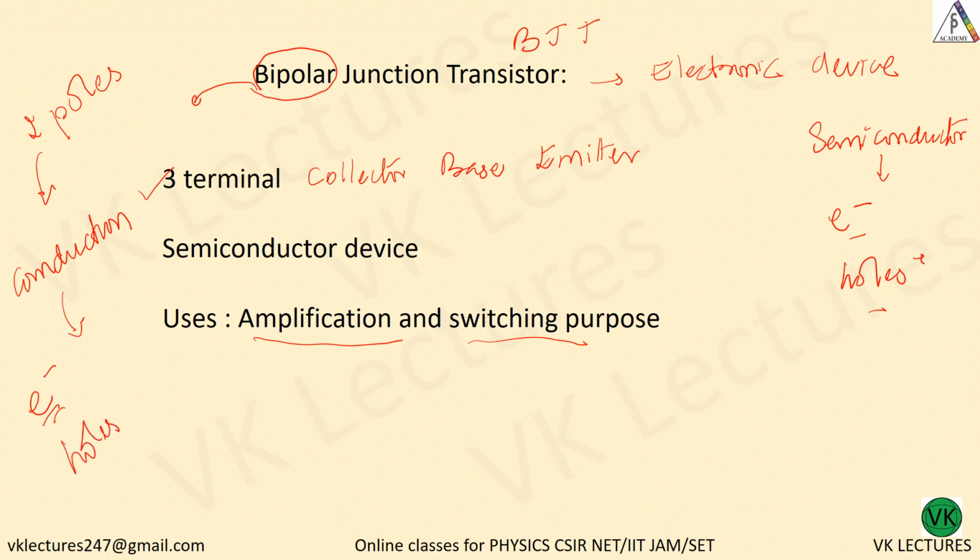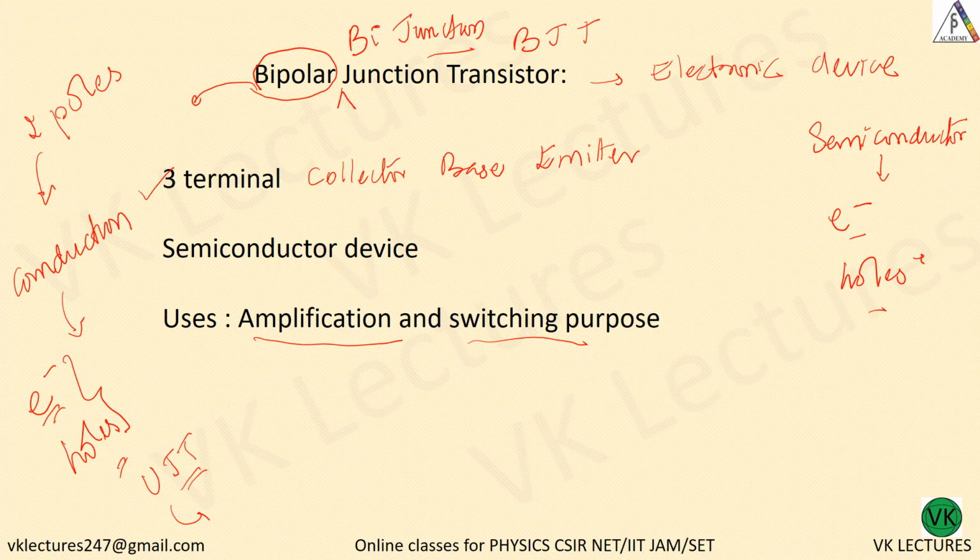Okay. Now you may hear about UJT, unipolar junction transistor. That is, only one, either electrons or holes, will come. Here both electrons and holes are there. So this is bipolar. Now this is bijunction, two junctions are there. Bipolar junction transistor, or simply bipolar junction transistor.